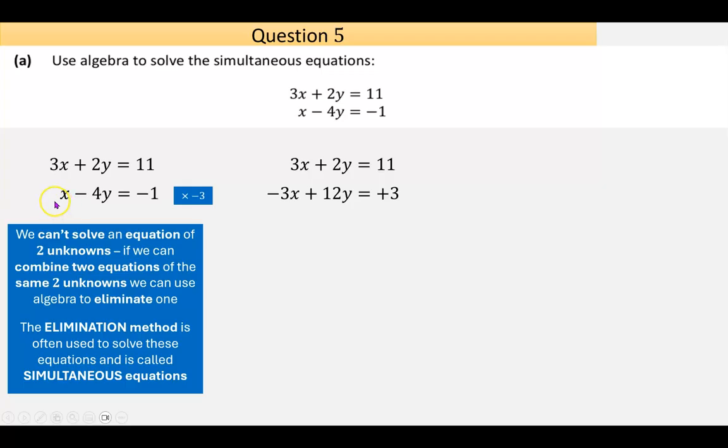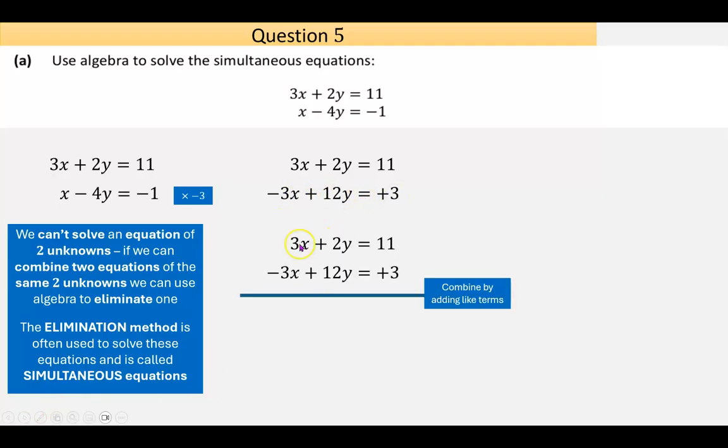But my bottom equation, x times negative 3 is negative 3x. Negative 4y times negative 3 is positive 12y. Minus by minus is plus, 4 3s is 12. And then negative 1 by negative 3 is positive 3. So this equation on the bottom is the same, the x and y values are the same. It's just bigger.